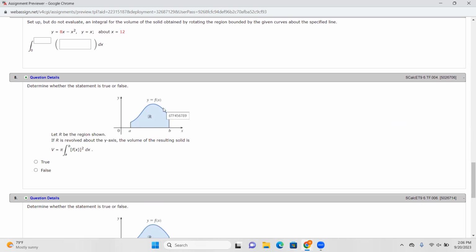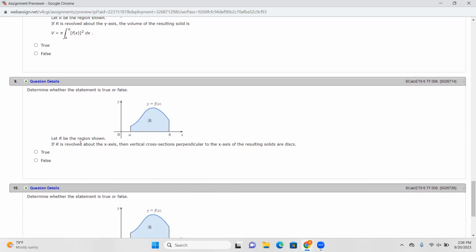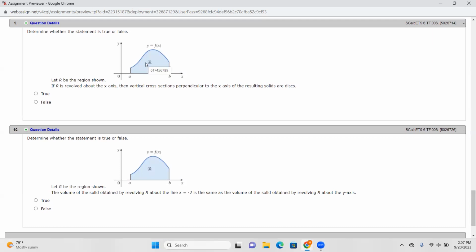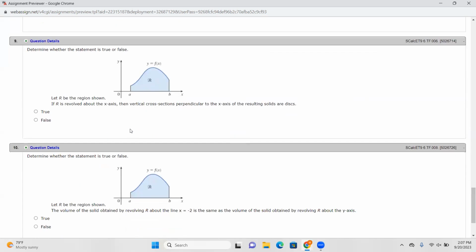If this is revolved around the y-axis, the volume of the resulting solid, no, that's pi r squared. Pi r squared is related to a disk, not a shell. Revolved around the y-axis, the vertical cross sections perpendicular to the x-axis of the resulting solids are disks. If we're revolved around the x-axis, oh yeah, revolved around the x-axis, you do get disks, because revolving around the x-axis, our region is touching our axis of rotation.